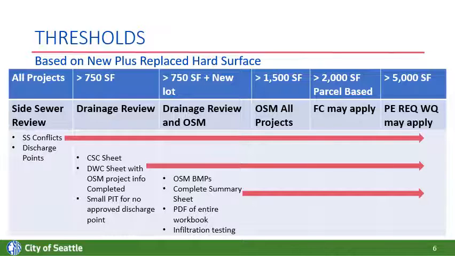But for these larger projects, these are the thresholds for 2,000 and 5,000, where flow control and water quality may apply. For any project greater than or equal to 5,000 square feet of new plus replaced hard surface, a professional engineer is required to stamp and sign the drainage and construction stormwater control plans.